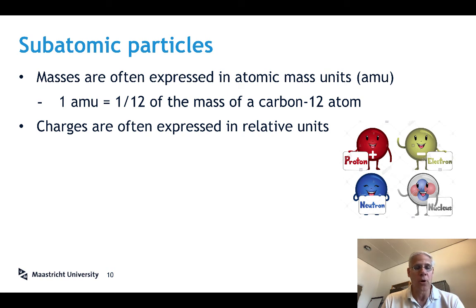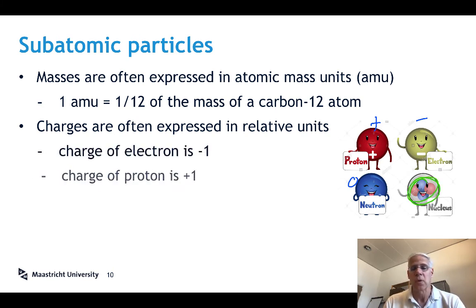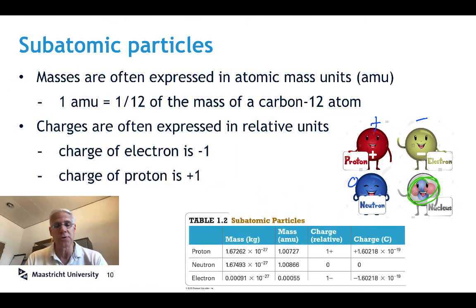Our particles sometimes have charges. We see that our proton has a charge there, our electron has a charge there. So here we have our proton with a little positive charge on it, and our electron with a negative charge on it, and our neutron with no charge. And here we see the nucleus containing both our protons and neutrons there. So as far as charges, the charge of an electron is -1. The charge of a proton is +1, and these are relative charges.